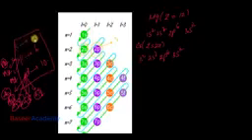S can occupy a maximum of 2 electrons. So in 3s you will have 2 electrons. After 3s you have 3p. P again can have a maximum of 6 electrons. So 3p will have 6 electrons. After 3p you have 4s.